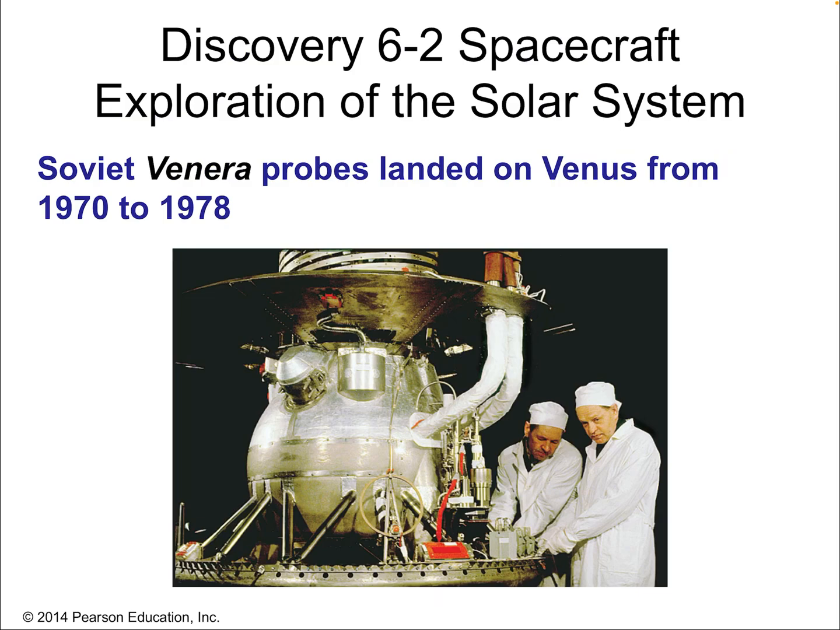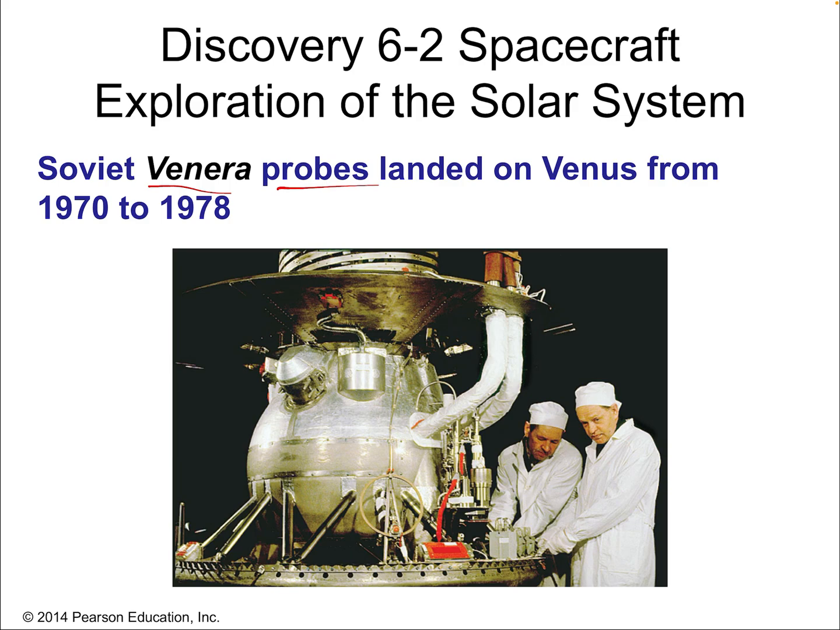All right. So as far as exploration of the solar system, here we have a Soviet probe called Venera, which landed on Venus from 1970 to 1978, and probes, because it was a series of them. The individual probes did not last that long. Venus has very hostile surface conditions. We'll talk about that in our whole chapter where we dive into Venus, and it certainly is quite interesting and quite dramatic.